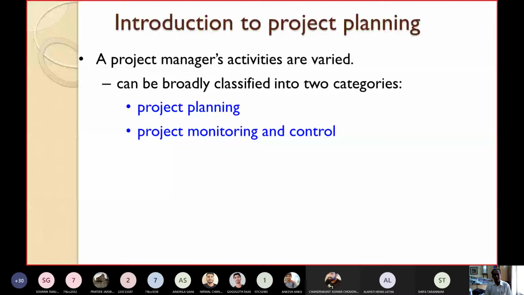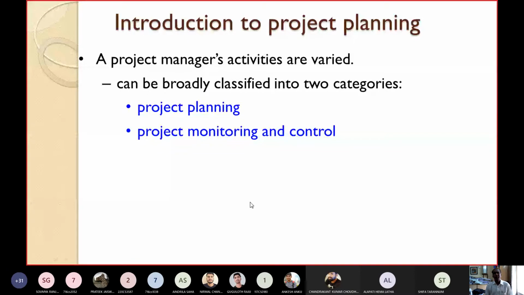So today we'll first see the introduction to project planning. Normally in a project, there is one project manager. A project manager's activities are varied. The activities performed will vary from manager to manager. The activities carried out by a project manager can be broadly classified into two categories: one, project planning; two, project monitoring and control.